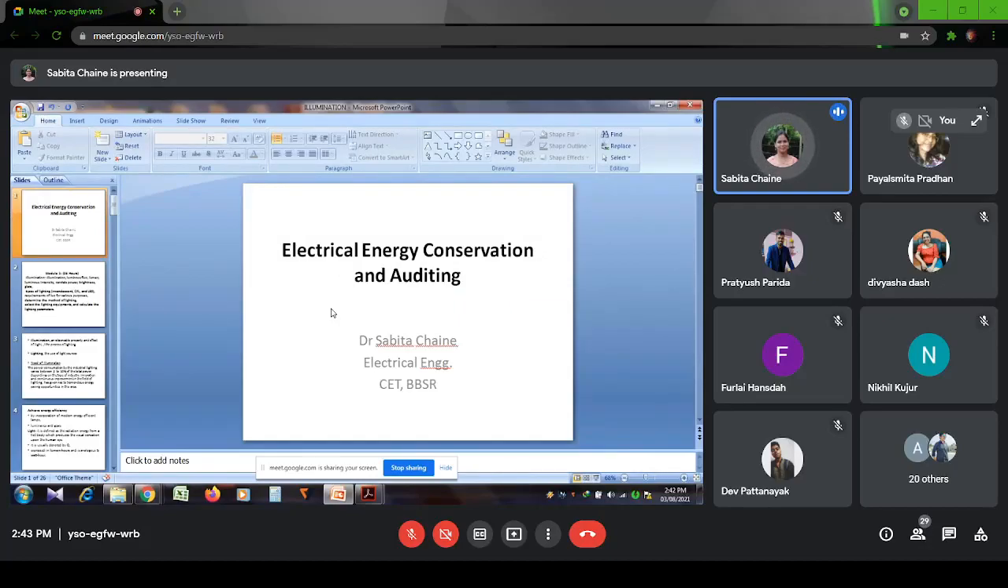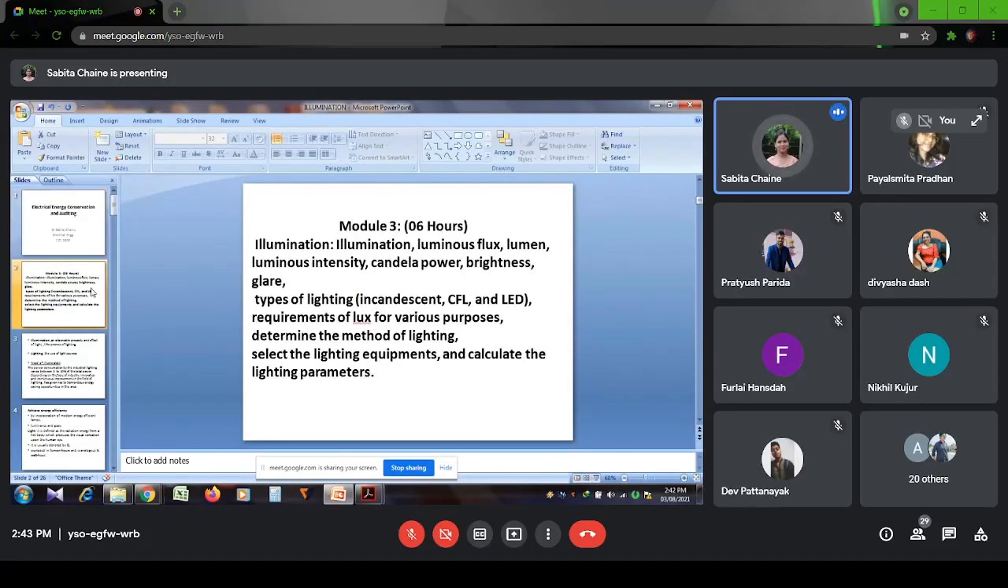Then what are the energy saving opportunities in lighting cases? We'll discuss in module 3, that is six hours of illumination. In illumination, you will study the different terms. What do you mean by illumination? Illumination means the lighting property of the object and the lighting property of the source. So you study the lighting property of anything, that is illumination.